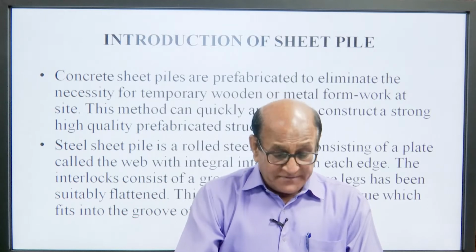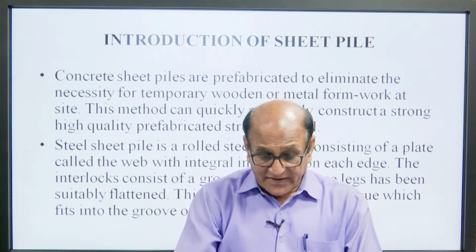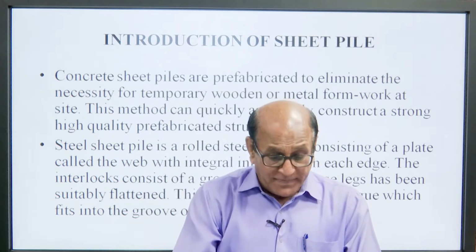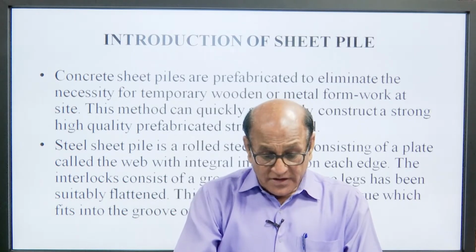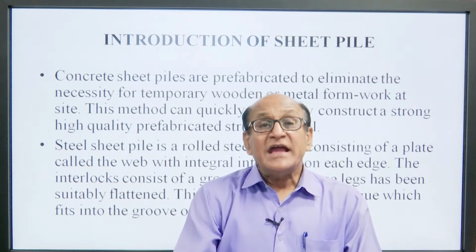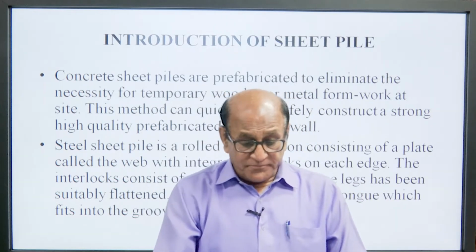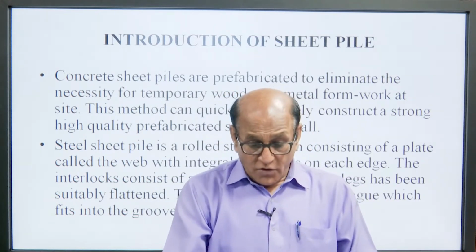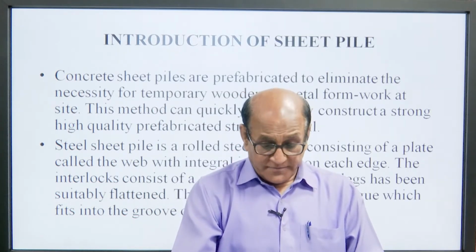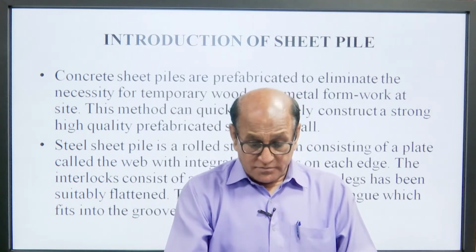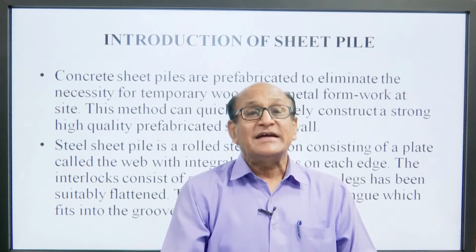A steel sheet pile is a rolled steel section consisting of a plate called web with integral interlocks on each edge. The interlock consists of a groove. One of the legs has been suitably flattened. The flattening forms the tongue which fits into the groove of the second sheet.